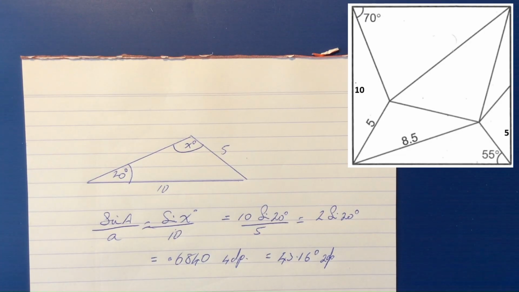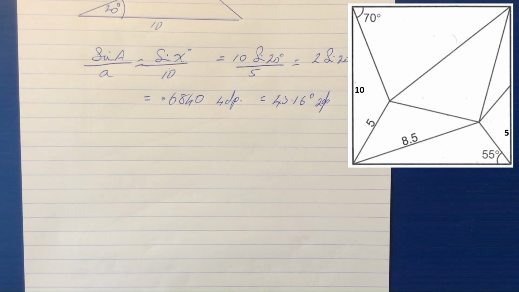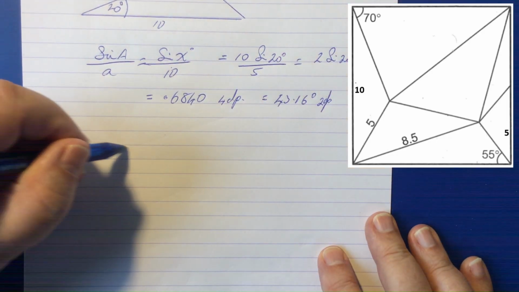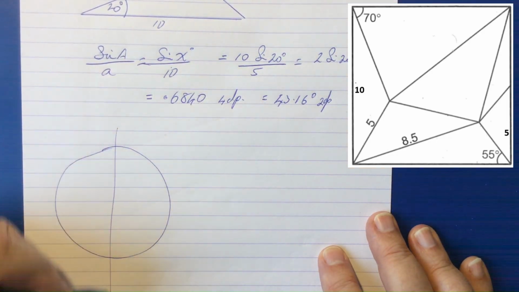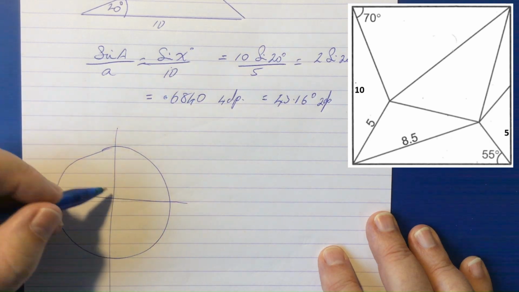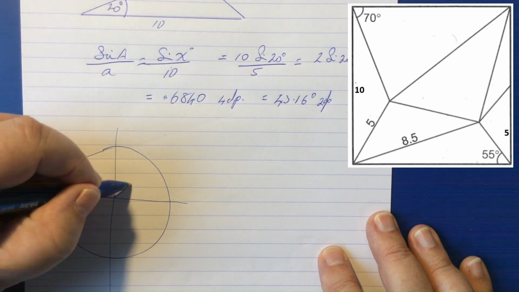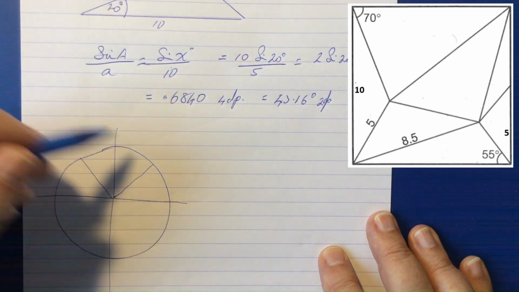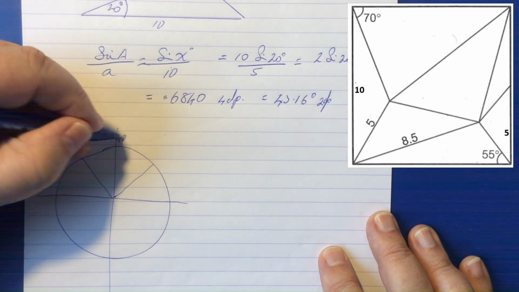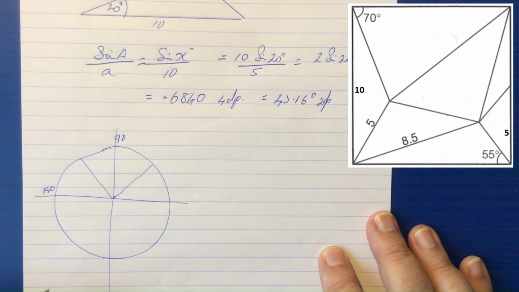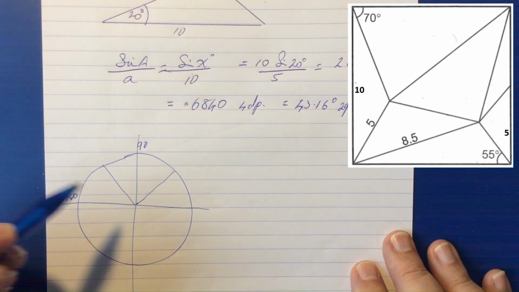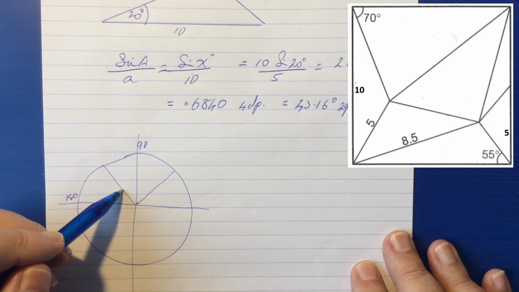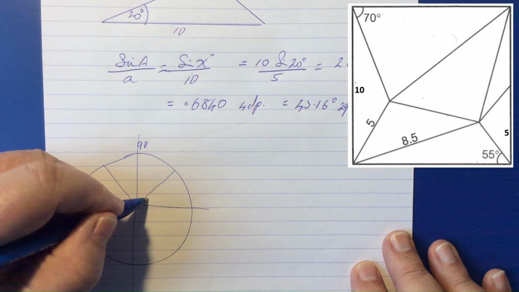Now, why is that? Okay, very, very quickly. I'm going to draw a thing that's called the unit circle. This is a circle with 360 degrees on it. This is 90 degrees. This is 180 degrees. And these are the two angles that we're looking at.